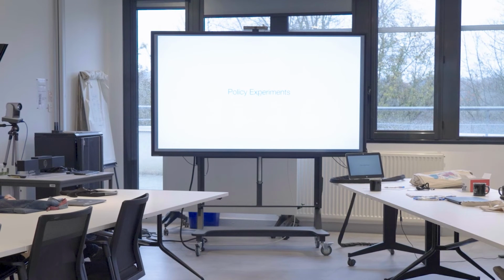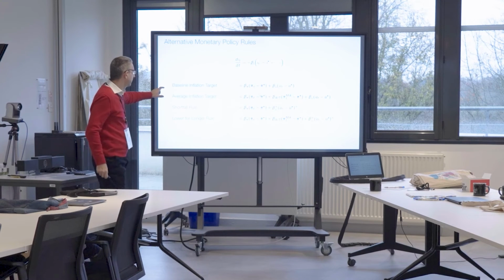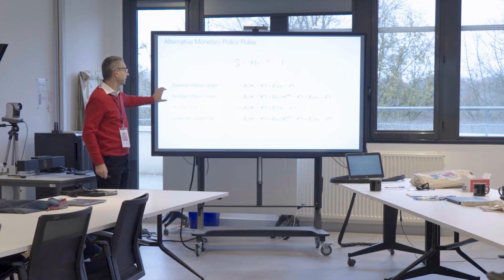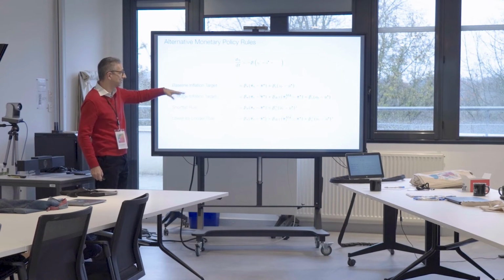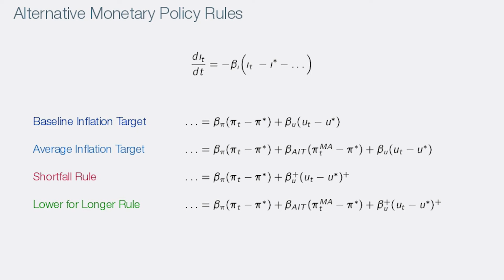Okay, so let me turn to the policy experiments. I'm going to think about three alternative rules. The first one I showed you already, is the baseline inflation target. The second one, I'm going to call average inflation target, and it's essentially a rule, as you can see, that on top of the Taylor rule puts some weight on past average inflation. This is the average inflation over the past 5 years, this PyMA.